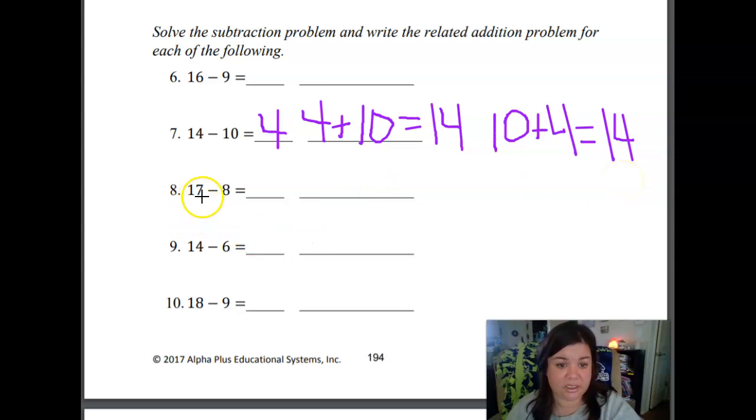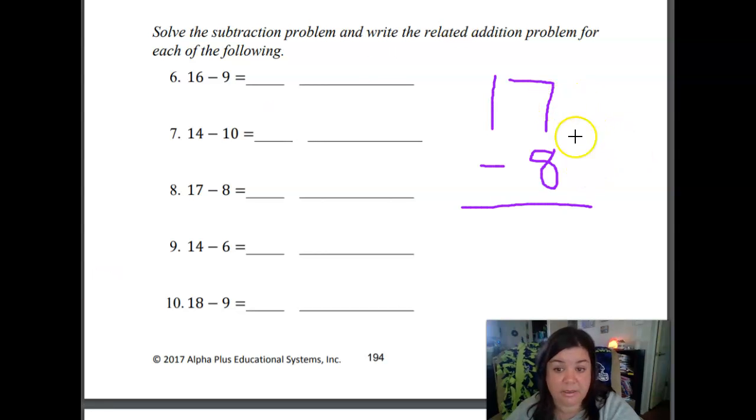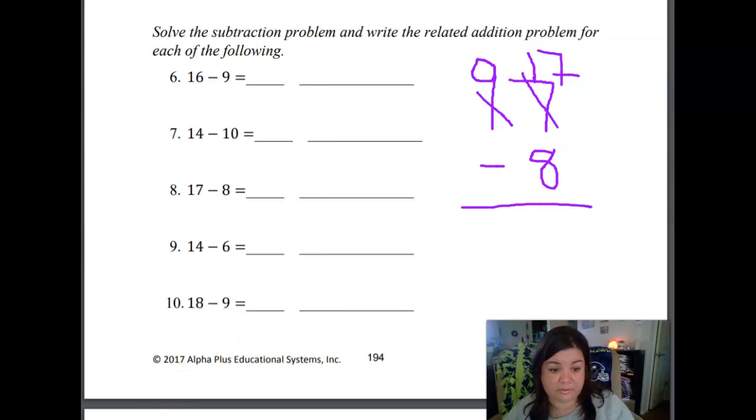All right. This one figure out on your own. 17 minus 8. What is that? And then what's your 2 addition problems? Pause the video and figure these out now. 17 minus 8. We can't take 8 from 7. So we have to borrow from over here. This becomes a 0. And this becomes 17. 17 minus 8 is 9. So your answer here should be 9.